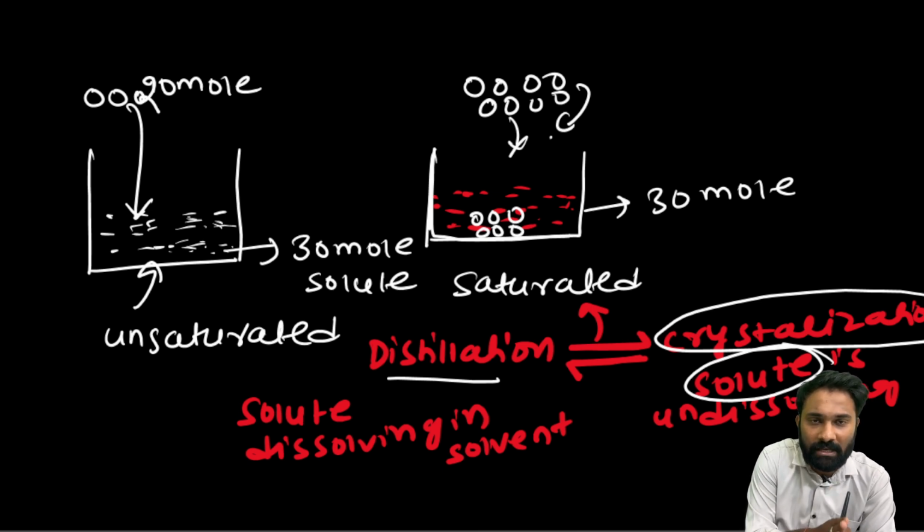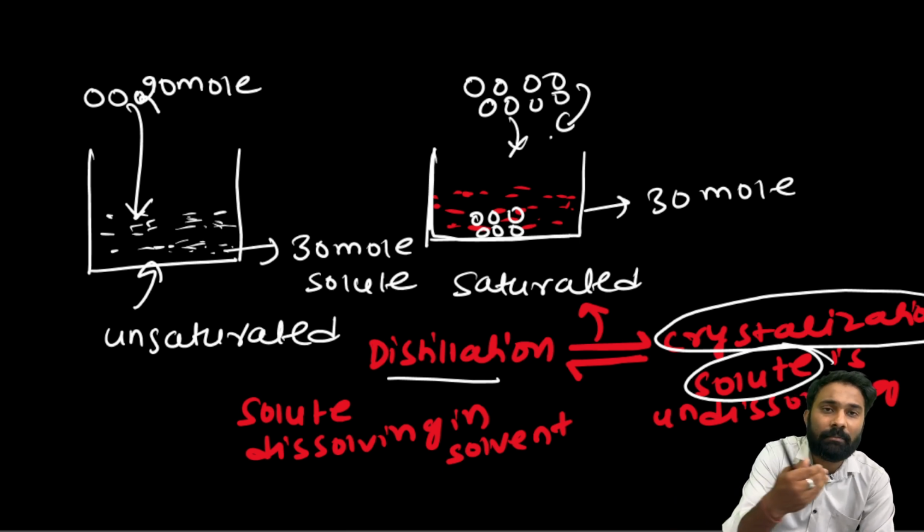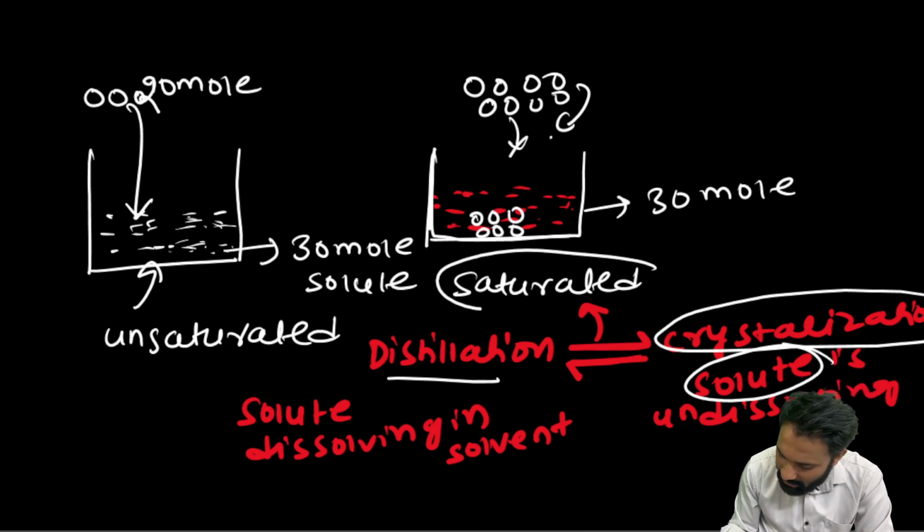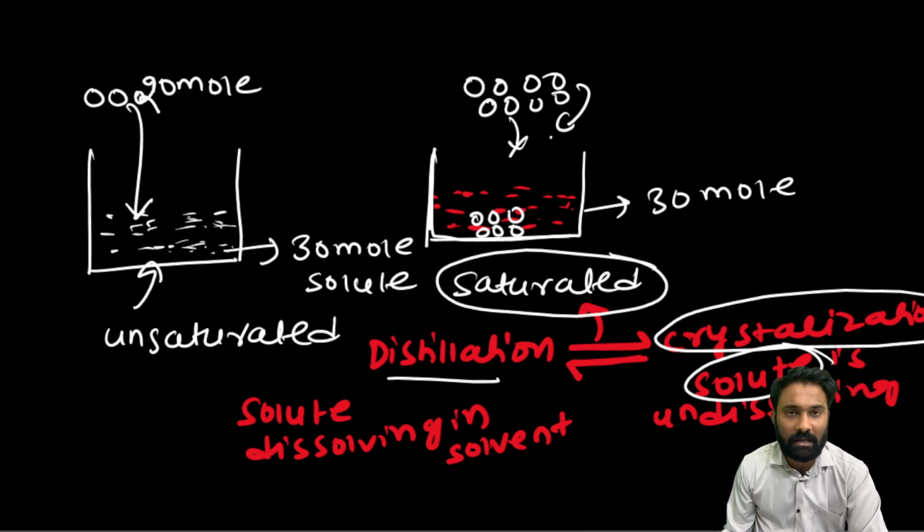Clear? If 5 moles of solute particles are dissolving in the solvent, the same 5 moles of the solute which has been dissolved in the solvent is again coming out as solute. That type of solution we call a saturated solution. I hope it is clear for you.